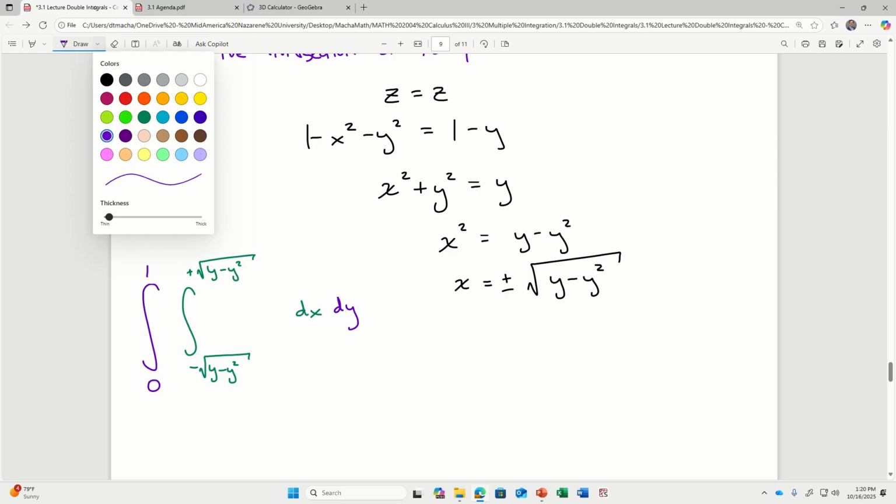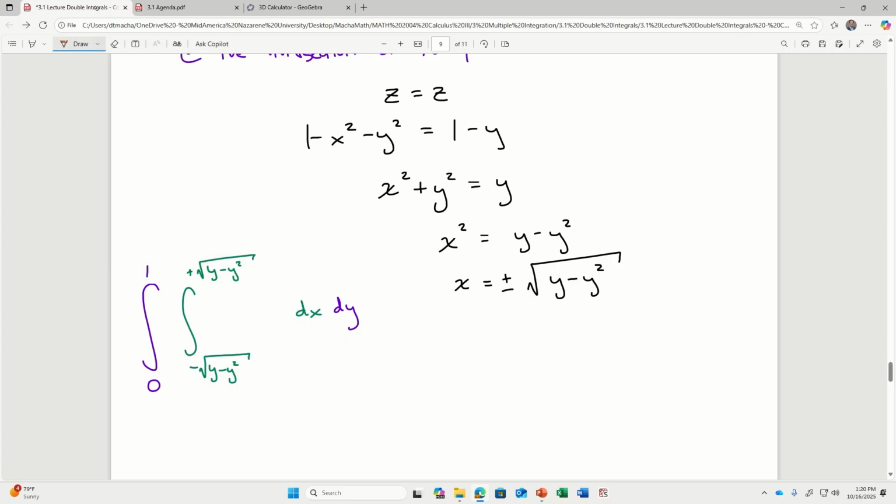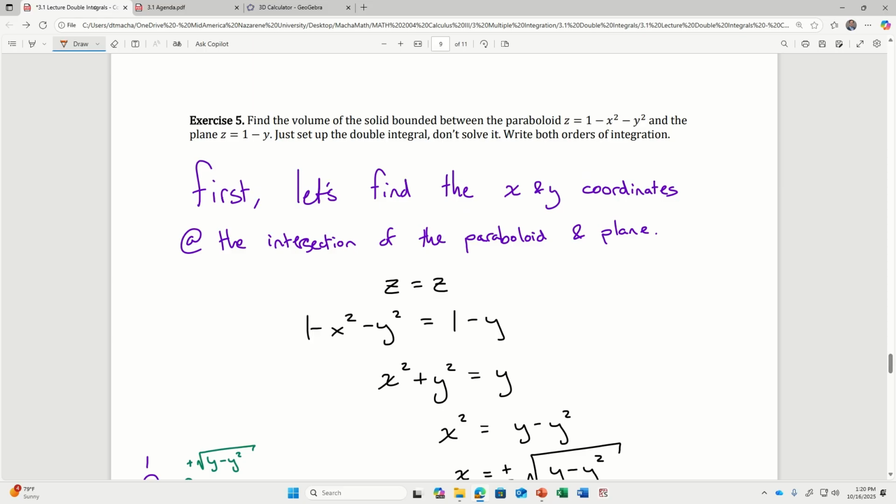Now, we're almost done. What I need left is the integrand. What goes inside this double integral? Well, I should figure out what's going to be on top. Is the paraboloid going to be on top and the plane going to be on the bottom? Or is the plane going to be on top and the paraboloid going to be on the bottom? I can look at GeoGebra, but on a test, can you look at GeoGebra? No.